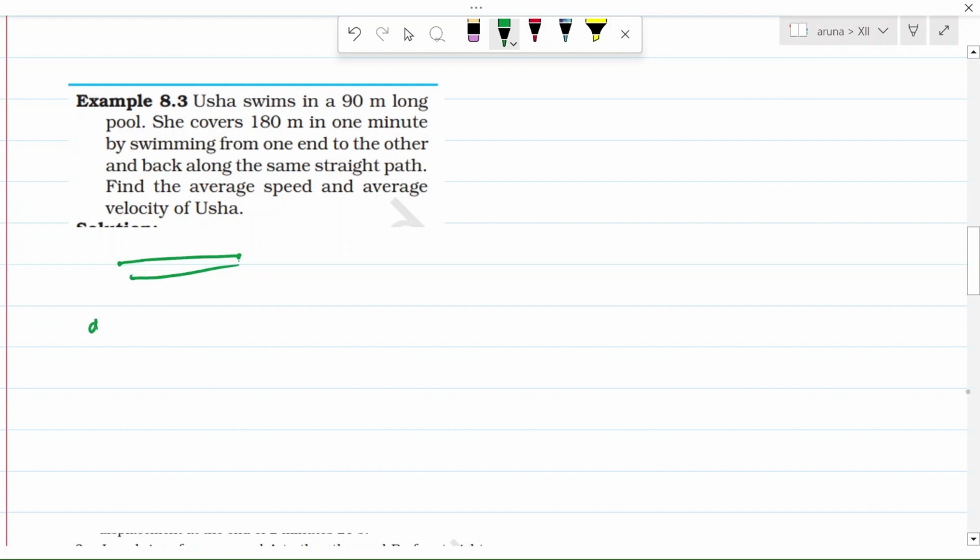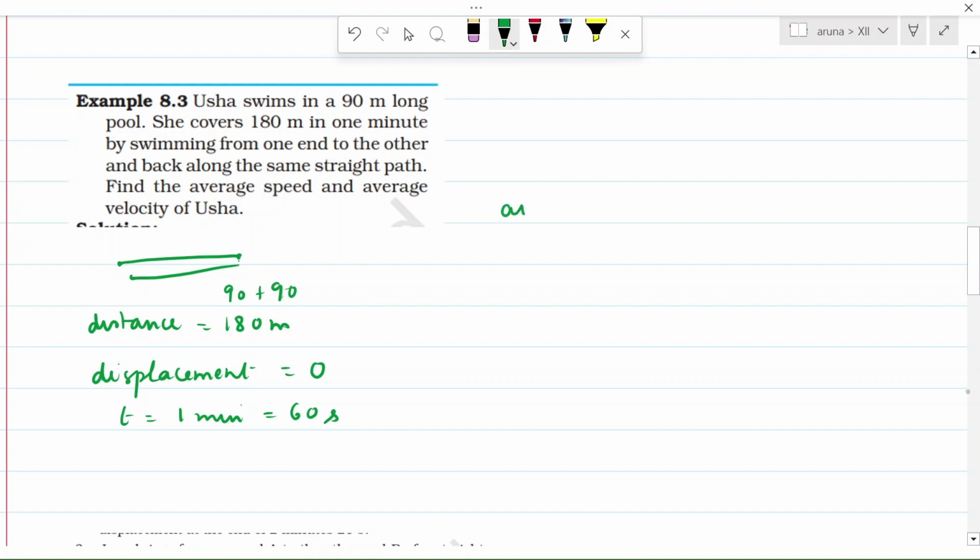So the distance covered is 180 meter, 90 plus 90. And displacement, yes, you all guessed it correct. It will be 0 because her initial and final positions are same. Time taken is 1 minute, 60 seconds.